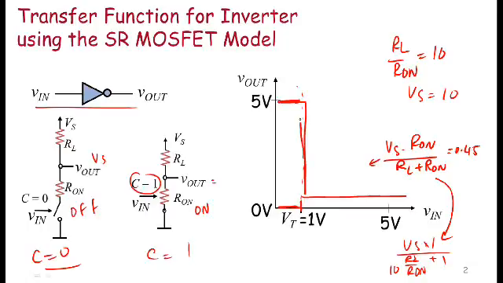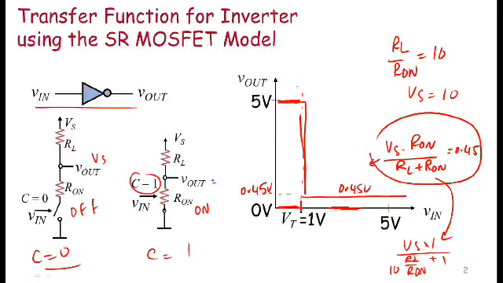Okay, so this is my function here. So this is 0.45 volts. So this is the transfer function. Recall in the past, when I had an ideal switch, my output was along the x-axis, but in this case, it's translated up to 0.45 volts. So this is the transfer function of a MOSFET under the SR model for the given choices of Vs, R on, and RL.